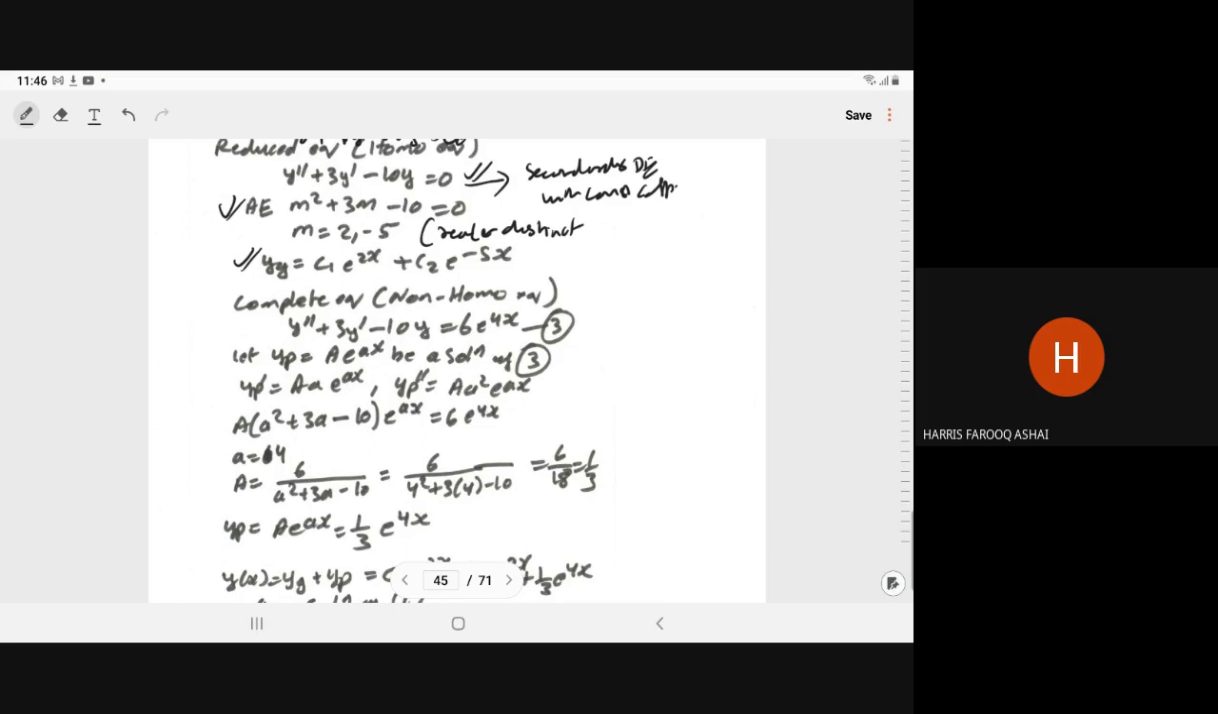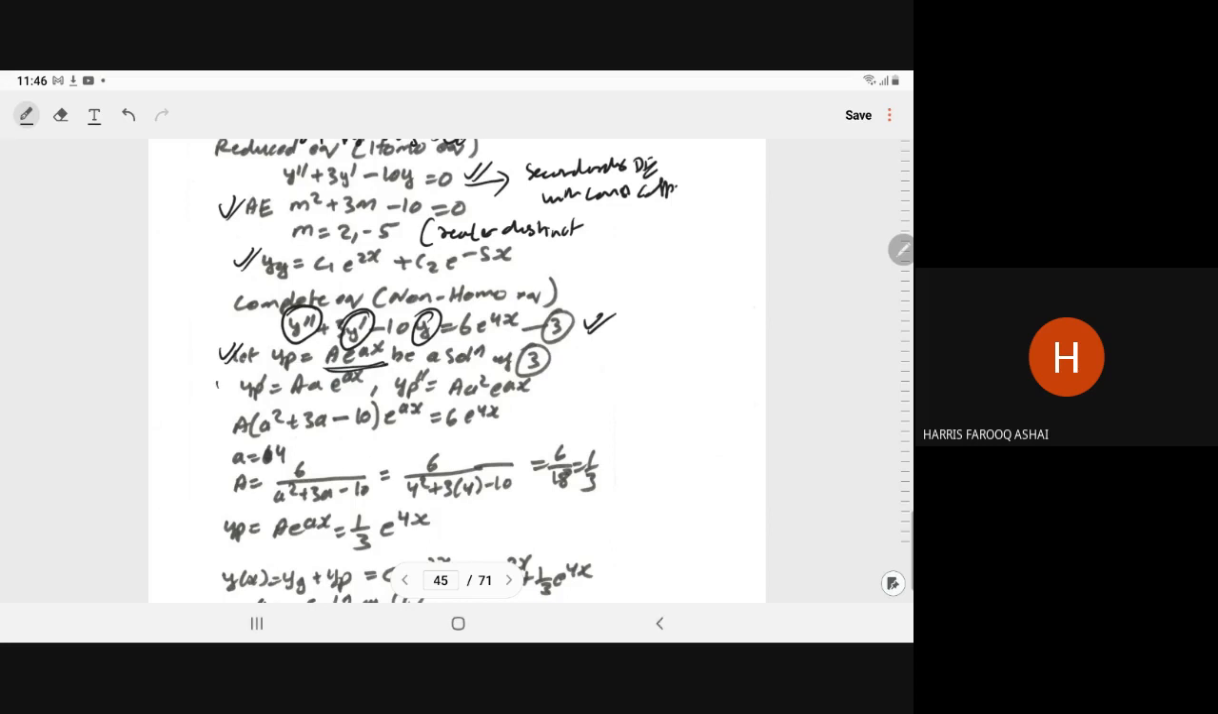So for the complete equation, this is the complete equation, y double dash plus 3y dash minus 10y is equal to 6 into e to power 4x. For that, what do we have to assume? We assume that yp is equal to A e to power ax be the solution. Since this should be in terms of e to power 4x, and this should be in terms of e to power 4x, and this should be in terms of e to power 4x, otherwise the left side will not be equal to the right side. So here we have assumed yp is equal to A e to power ax be the solution.